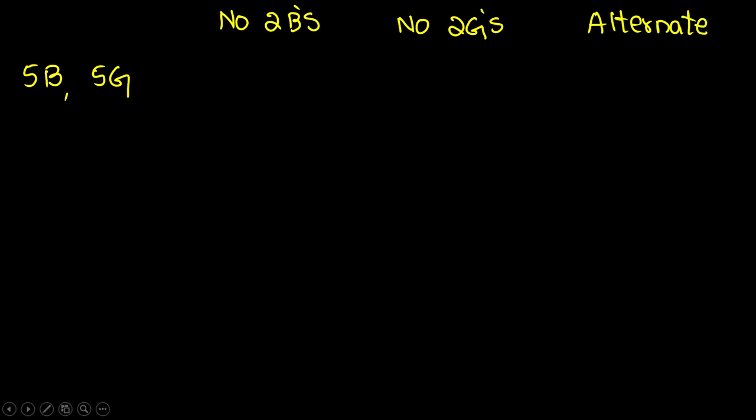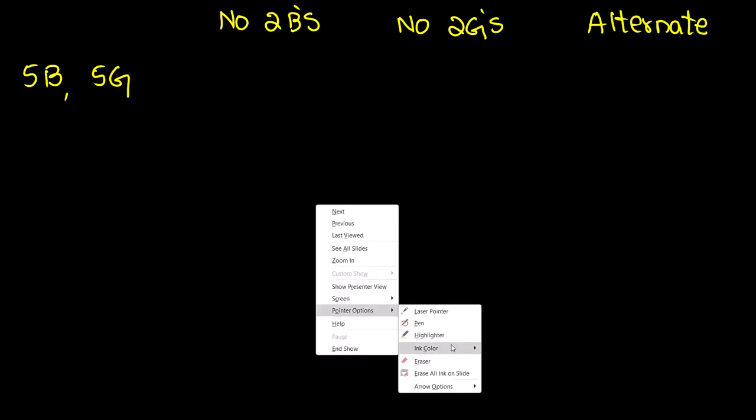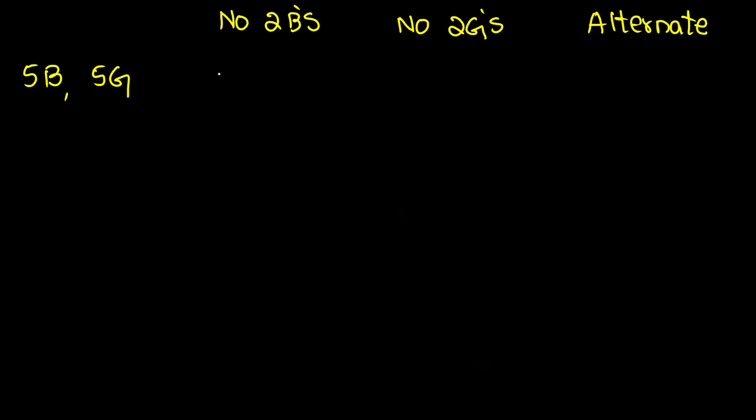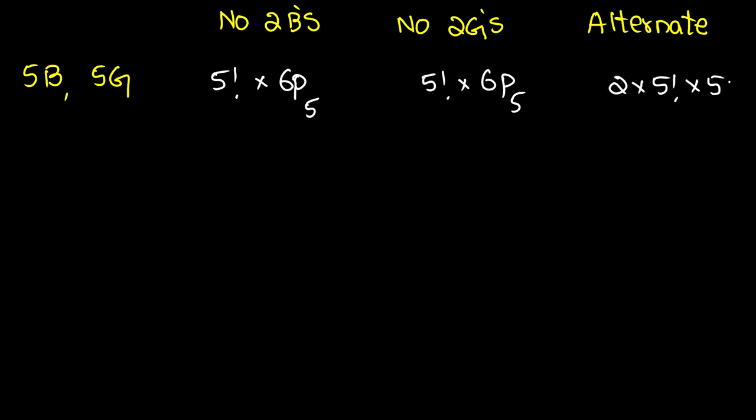Boys are not together. First, whom to arrange now? When boys are not together, you have to arrange girls. Girls can be arranged in 5 factorial. When it is 5 people, 6 slots will be available. 5 boys, 6P5. No two girls together, also same thing. First, boys should be arranged 5 factorial, 6 slots will be available, 6P5. If it is alternate, 2 into 5 factorial into 5 factorial. Now at least you may get some clarity regarding what is the difference.